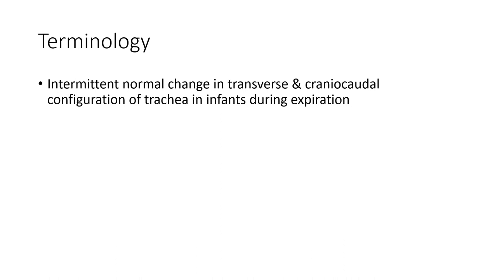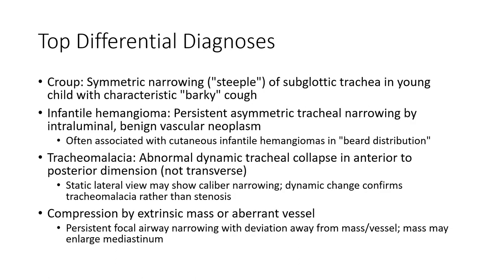Terminology. The intermittent normal change in transverse and angular caudal configuration of the trachea is evident during expiration. It is most likely a normal case. However, we have some top differential diagnoses in case we see an image of the trachea like this.